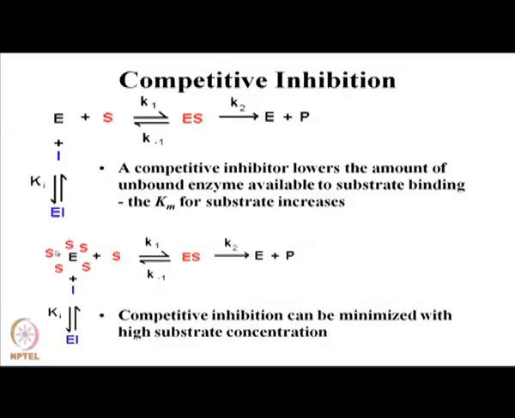The effect is minimized because more substrates are there. So, the probability that the substrate will bind to enzyme is more, as a result of which your normal reaction path is more promoted compared to this inhibition path. Okay.